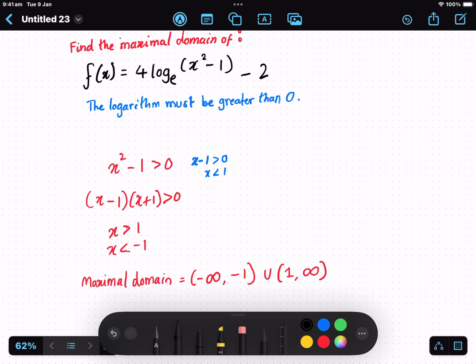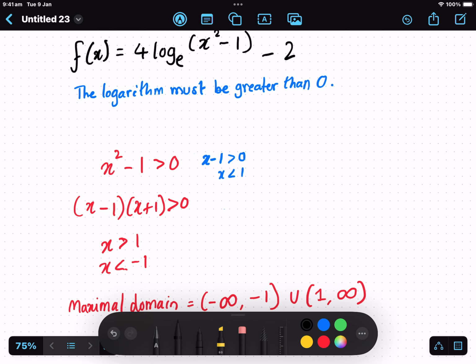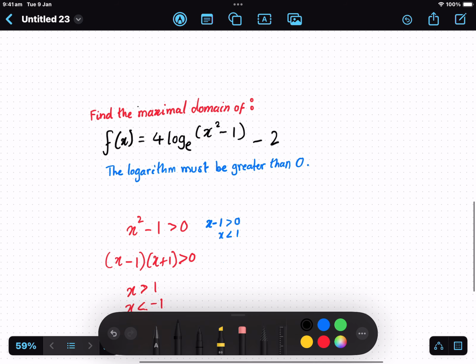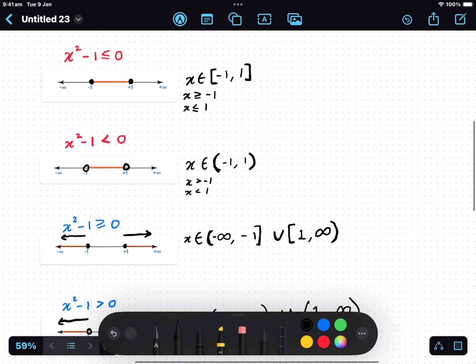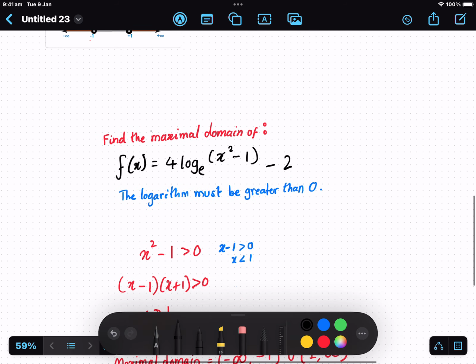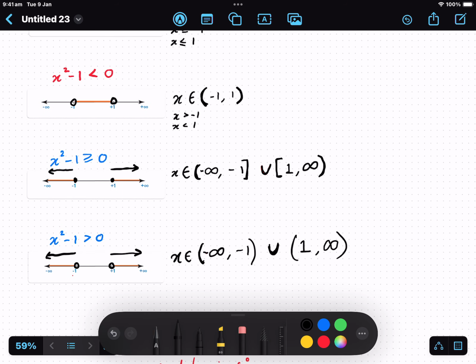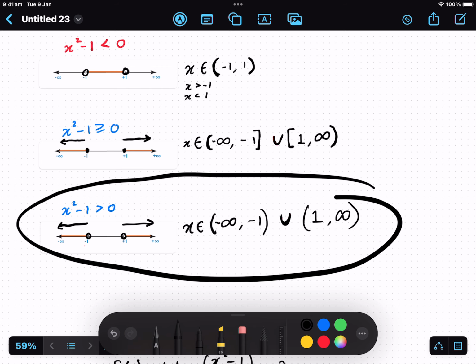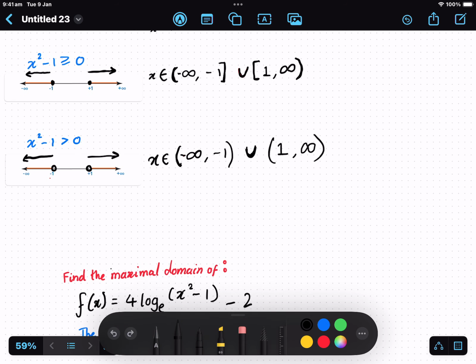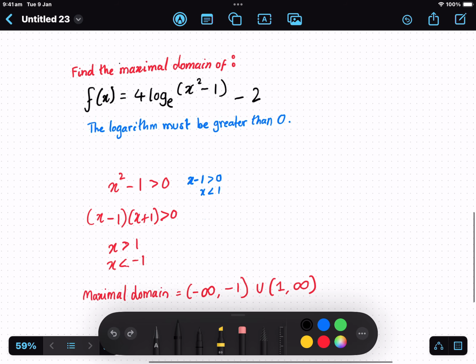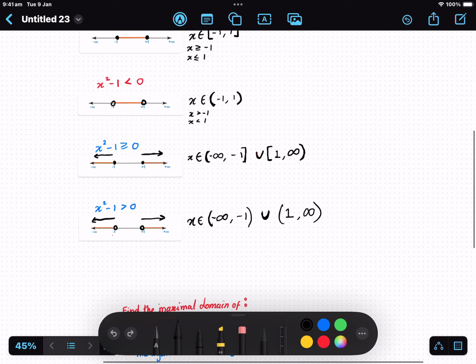So let's do this. You just have to solve it as I showed you up above. We've got the example here: x squared minus 1 is greater than 0. So just go up here and use this example, and our answer will be in that notation. So the maximal domain will be negative infinity to -1, union 1 to positive infinity. And that's all of it done.